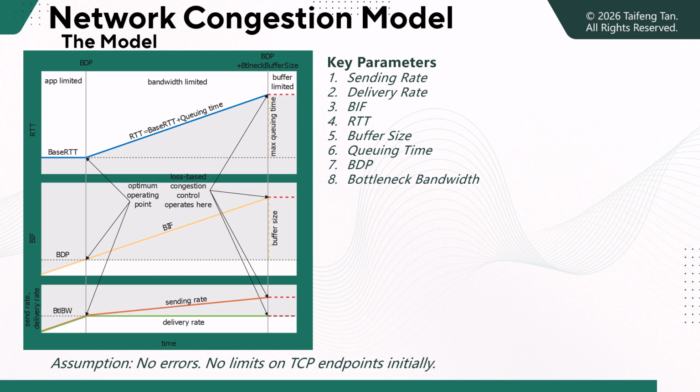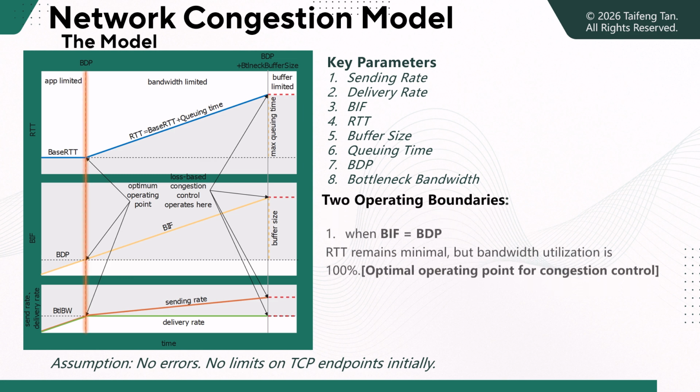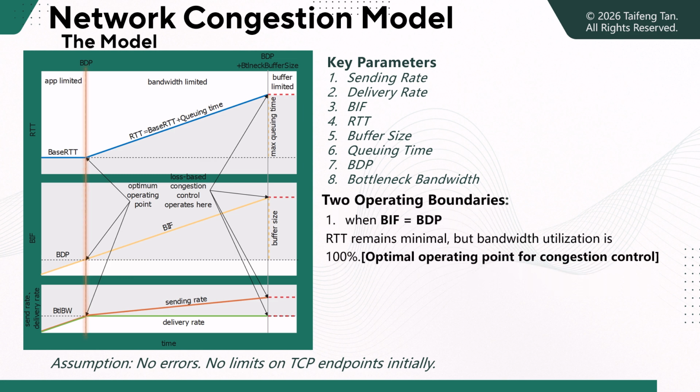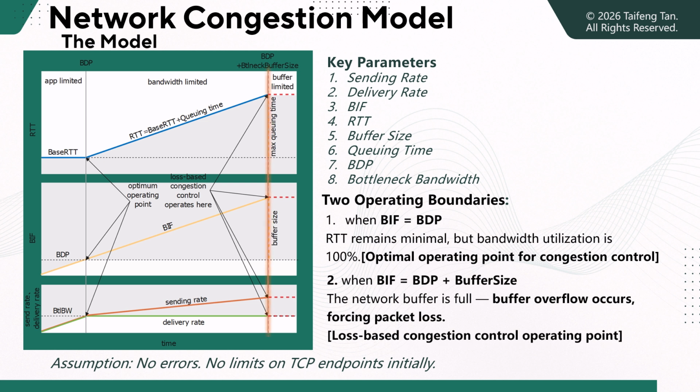The dynamics of transmission are revealed through the interaction of these parameters. There are two critical threshold lines on the time axis. The first is the BDP line. When the bytes in flight hits the BDP, it means you've just filled the pipe perfectly, but haven't started causing queues yet. The second is the BDP plus buffer size line. When the bytes in flight exceeds this, you've not only filled the pipe, but also completely filled the buffer. Past this point, packet loss becomes inevitable in tail-drop networks.